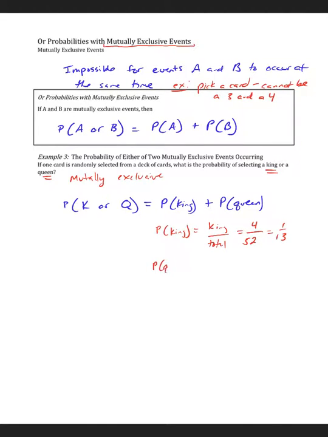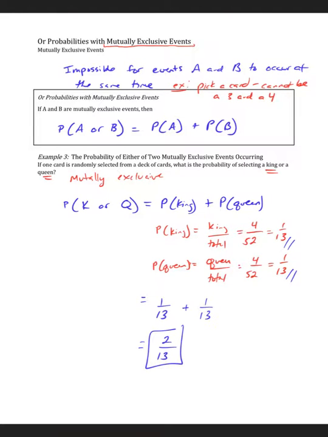The probability of getting a queen, same idea. We want to take the queens over the totals, which is going to be that same probability of 4 out of 52, which is 1/13. Now what we can do is take both of these and substitute them into our probability formula we're working with. So we want to take the 1/13 probability of getting a king and add it to the 1/13 the probability of getting a queen, add them together to get 2/13 is the probability of selecting a card that's a king or a queen. Again, mutually exclusive is 2 events that cannot happen simultaneously.